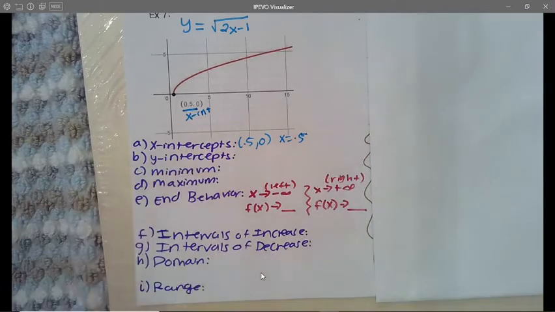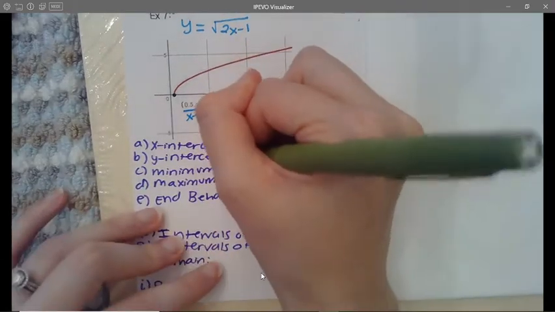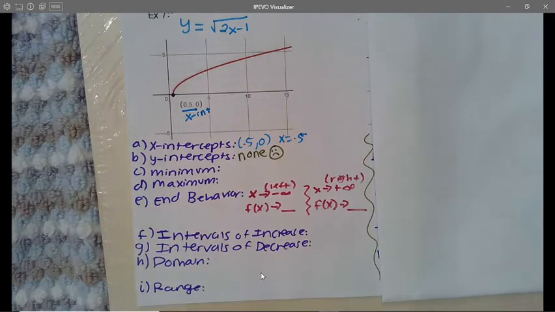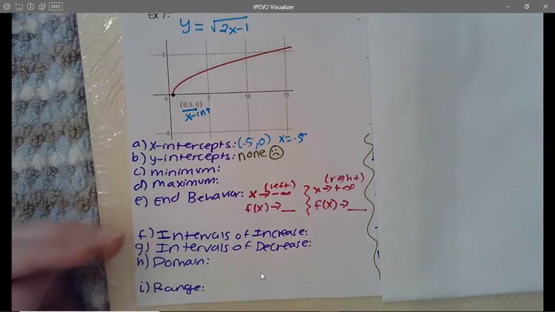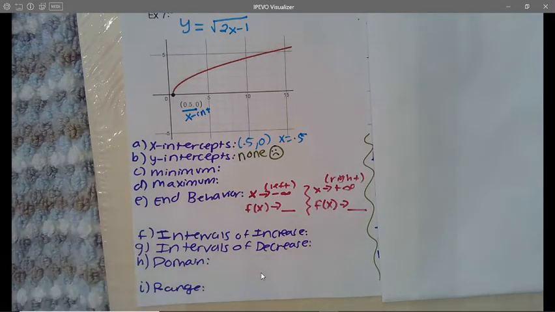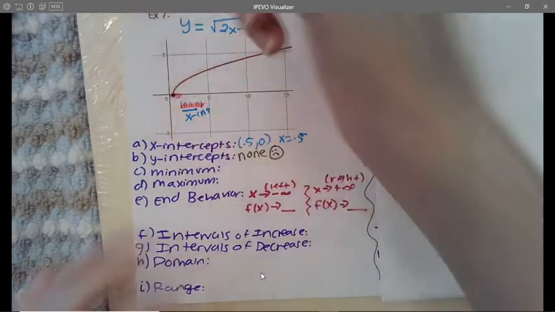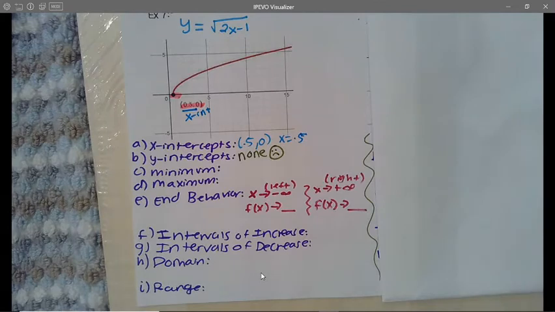All right, and then this one doesn't have a y-intercept, so I'm going to write none. And we're sad because we don't have a y-intercept. Now remember, to identify the maximum or minimum, we're going to go to the start point, which is right here, which happens to be the x-intercept. Then that point is either the minimum or maximum.